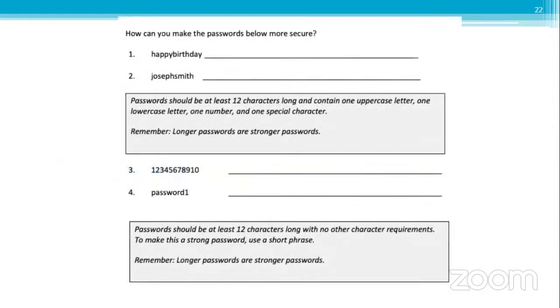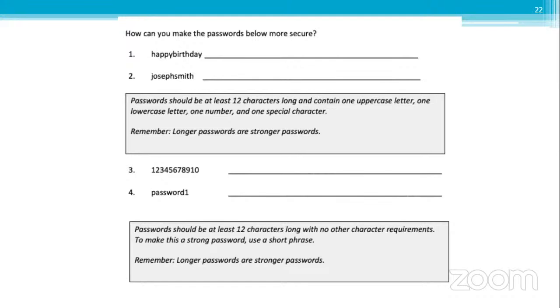We are also seeing an activity which we are going to look at. In this activity, we will look at how you can make the passwords below more secure. Here we are seeing Happy Birthday, then John Smith. We should follow the instruction that passwords should be at least 12 characters long and contain one uppercase letter, one lowercase letter, one number, and one special character. So remember this.